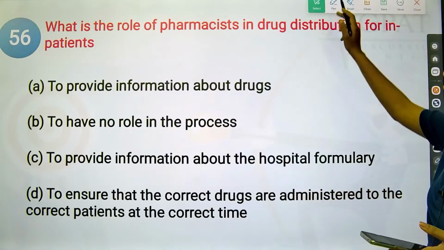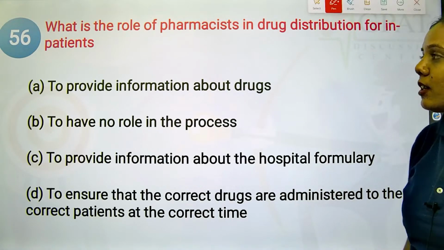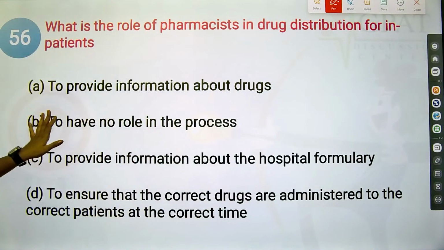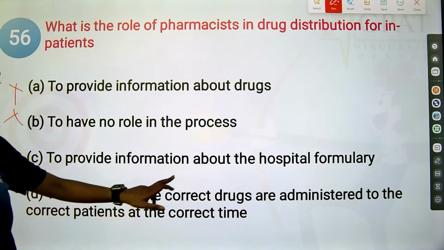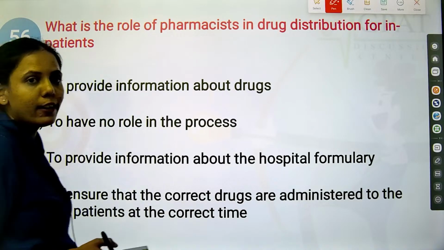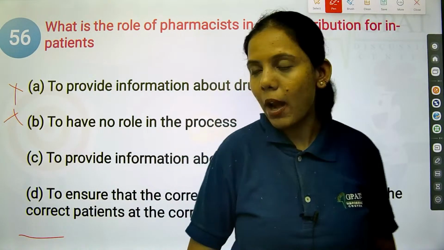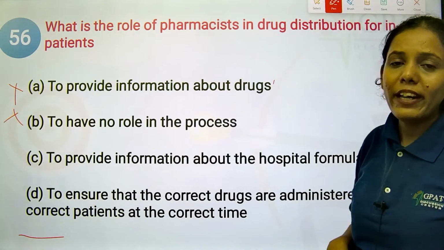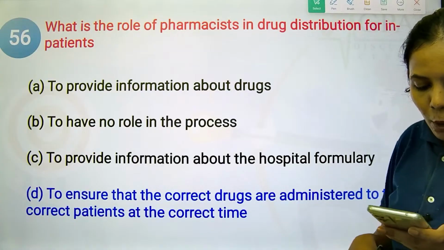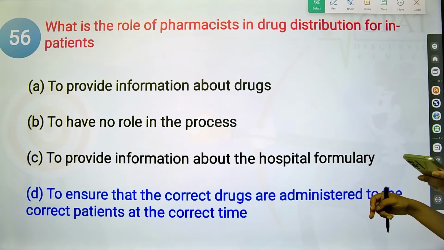Okay. What is the role of pharmacist in drug distribution for inpatient? Inpatient, not outpatient. Option A is to have no role in the process. First of all, it is not the right answer. To provide information about hospital formulary. More than that, to ensure that the correct drugs are administered to the correct patient and at the correct time. So that is the main role of the pharmacist. They will provide information to the patient and they will ensure that the proper drug is being given. So option D is the right answer. Very good.